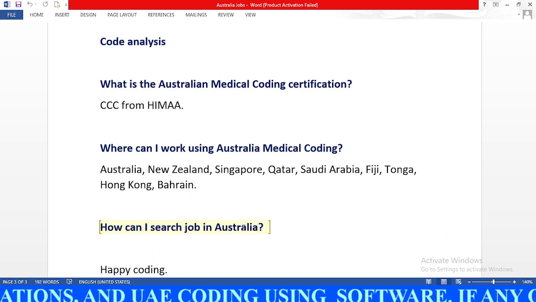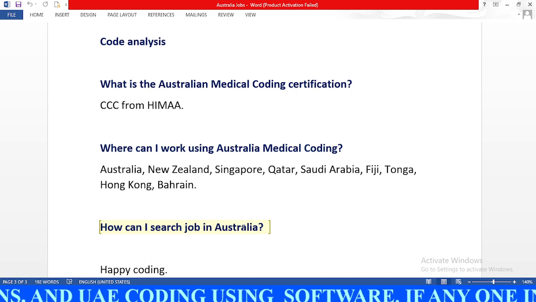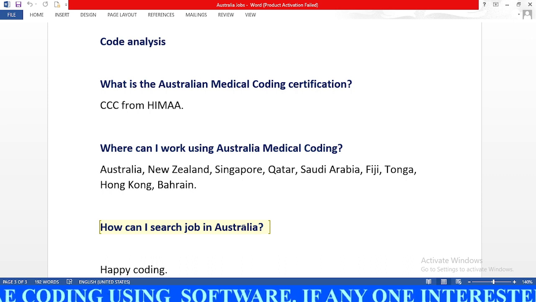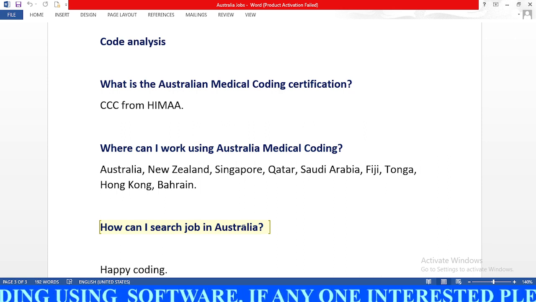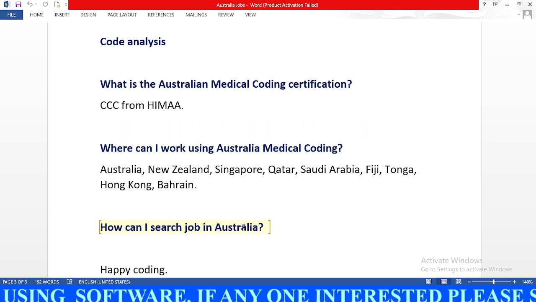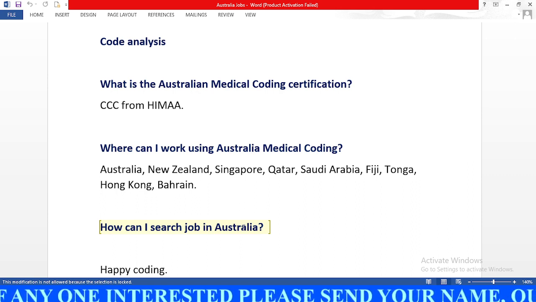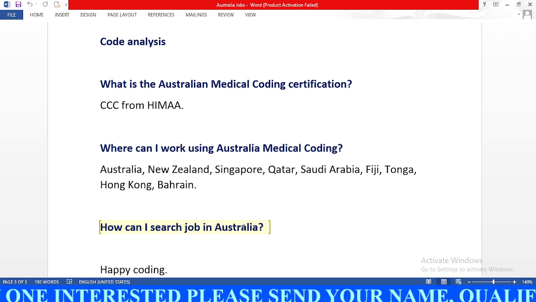One more thing is that certification is not mandatory initially. If you are a fresher, you can try for a job in any hospital or healthcare system, and they will provide you the opportunity if they have the flexibility of providing the certification to candidates.